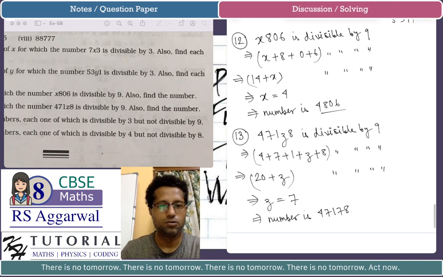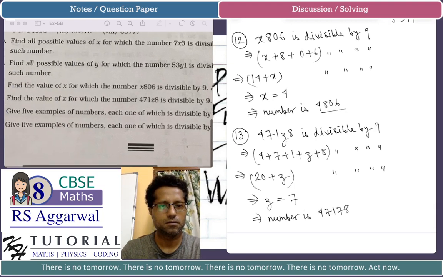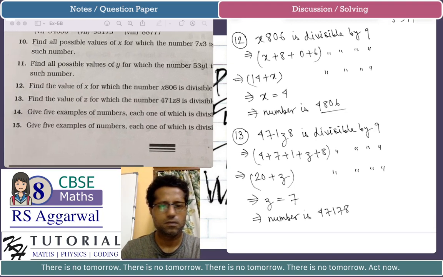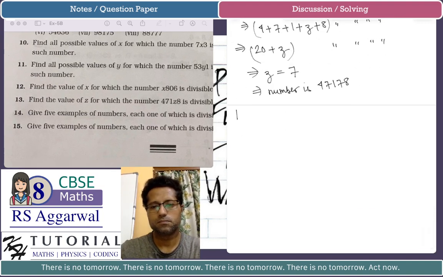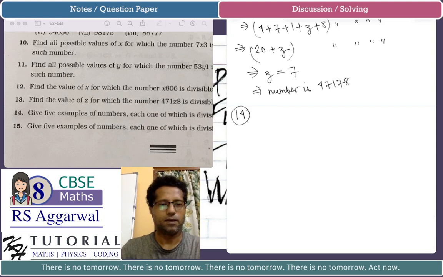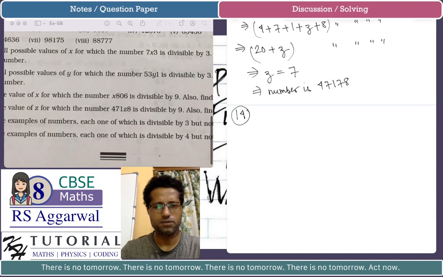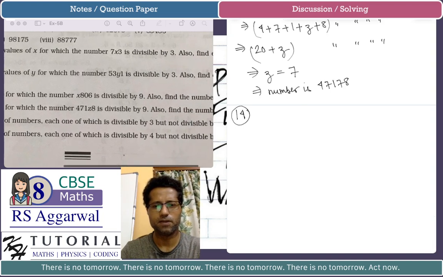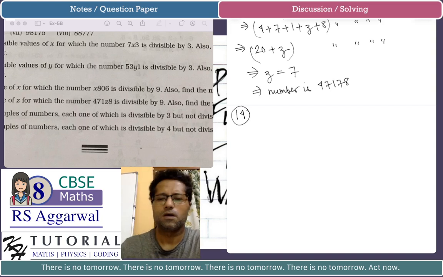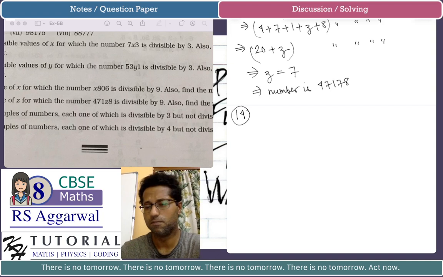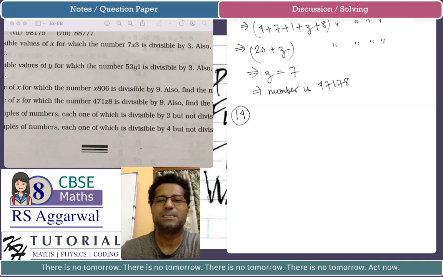Okay, let's do problem number 14. Give 5 examples of numbers, each one of which is divisible by 3 but not divisible by 9. So we have to find some numbers which are divisible by 3 but not divisible by 9.